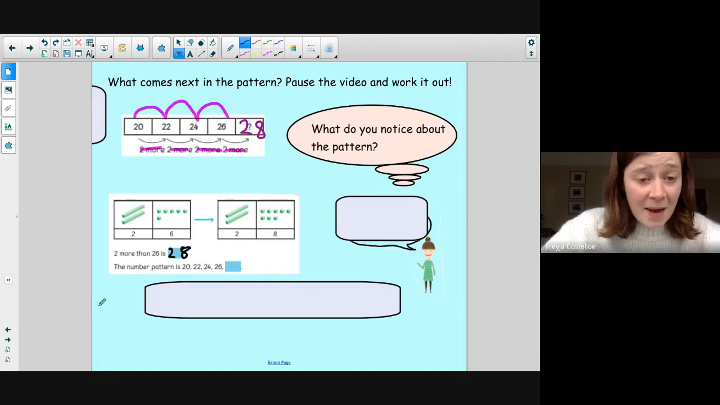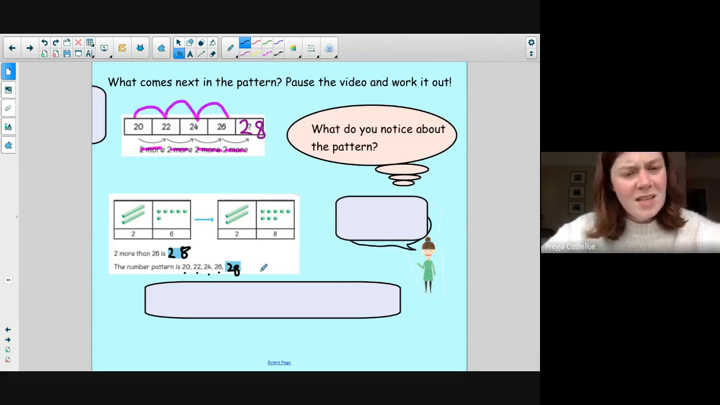And the number pattern is, let's say it together, 20, 22, 24, 26, 28. What would be the next number in that number pattern?